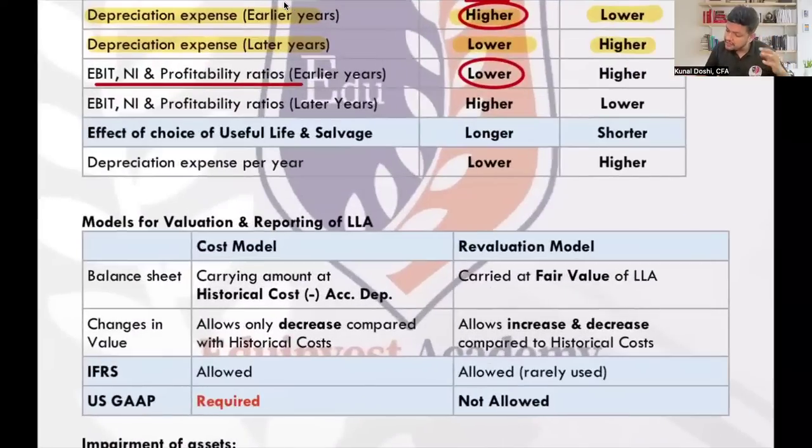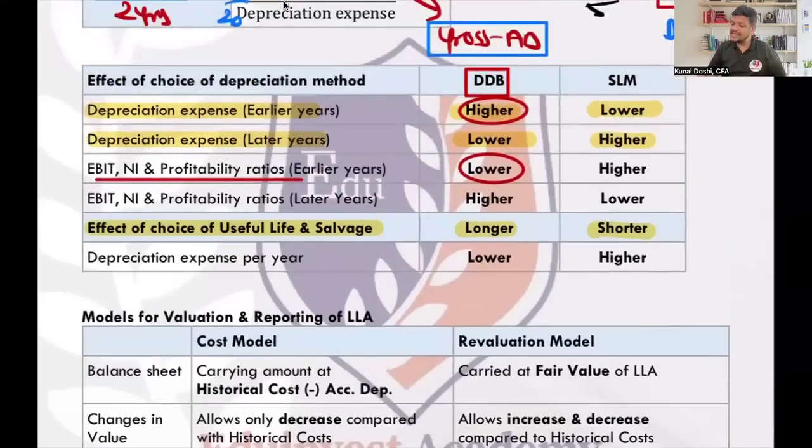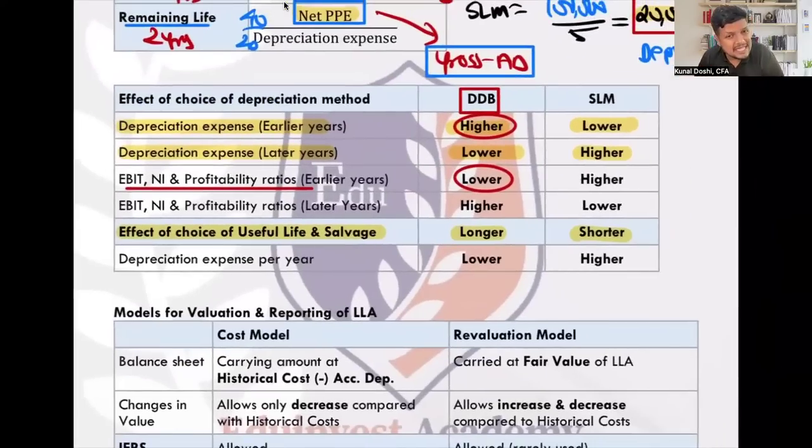So, the choice of useful life and salvage does play an impact. If you increase the estimated useful life and salvage, what will happen? If you increase both, your depreciation per year will be low. But if you reduce both, your depreciation will be higher. Understood this part? This part is different from the other part. Is this clear, everyone in the class?